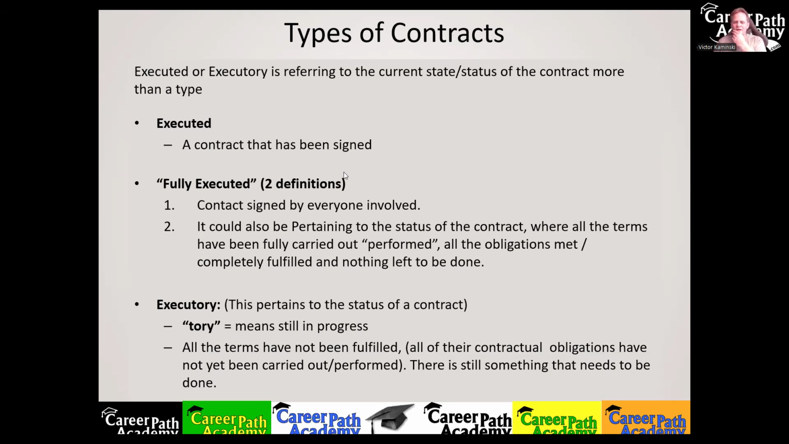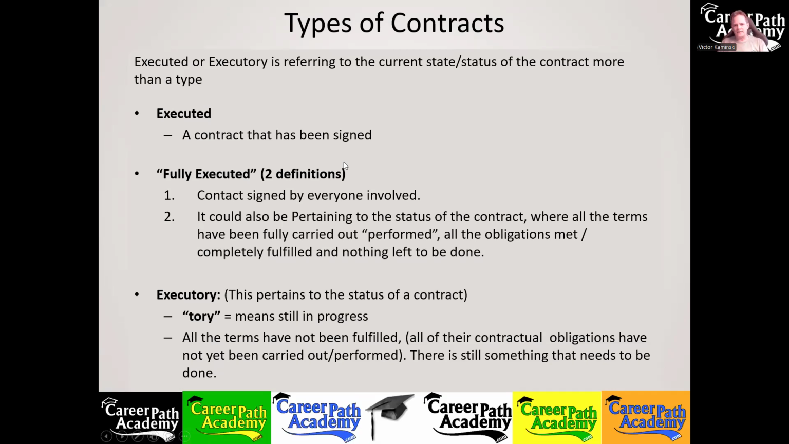So an executed contract is just one that is signed. Fully executed could have two definitions. It could be it's a contract that's been signed by all the parties. It's been fully executed, fully signed. Or it could be relating to the status of the contract, where all the terms of the contract have been fully performed and carried out, and there's nothing left to be done. It has been fully performed. It's been fully executed. So that's the two definitions of a fully executed contract.